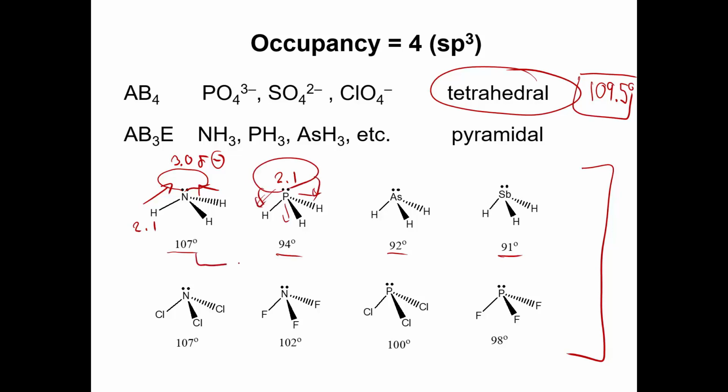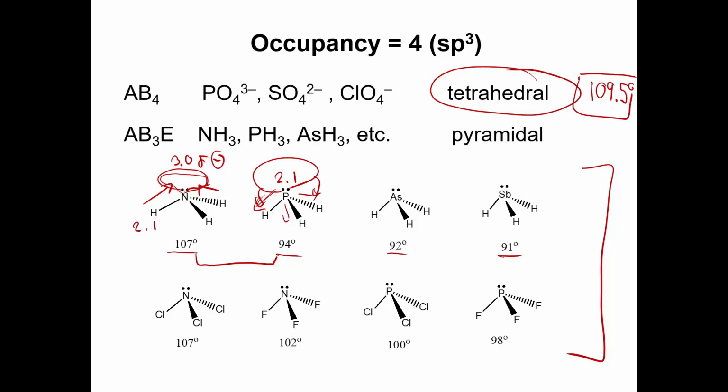Look at the big difference in angle here. These bonds have polarity that's pulled towards the outside, comparatively to the ammonia one, where the nitrogen pulls electron density towards itself, not allowing this lone pair to push down.